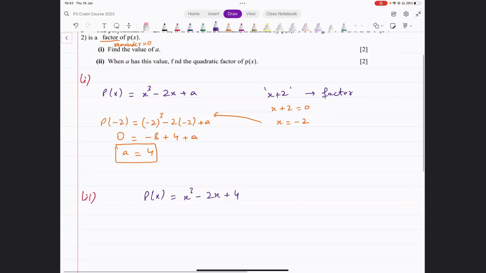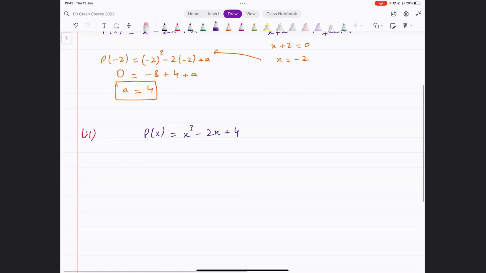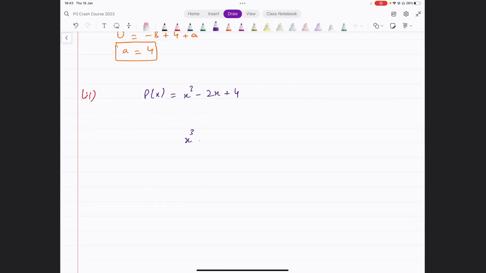We know that x plus 2 is a factor. When we divide this polynomial by x plus 2, we would get a quotient. That quotient would be the other factor of this polynomial. And that's going to turn out to be quadratic because this is cubic, this is linear. So the remaining factor is going to be quadratic. Let's do that division. So we have x cubed. The x squared term is missing, so we have 0x squared in place of that. Minus 2x plus 4. We divide it by x plus 2.